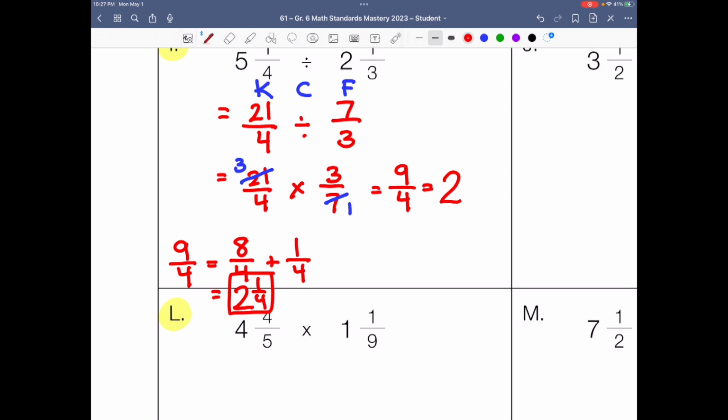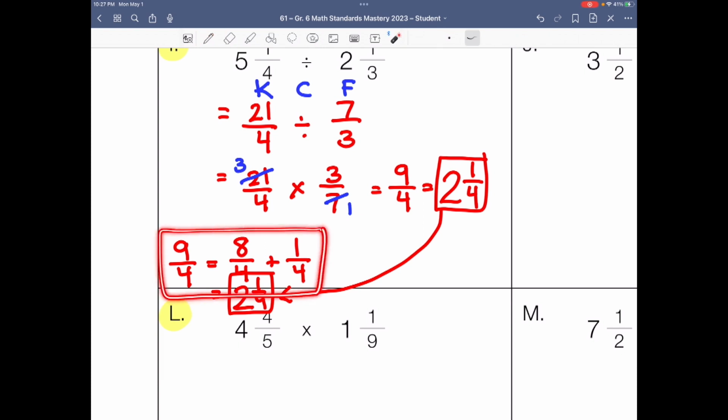And what's going to be left over? We have 1 left over. 1 what? 1 fourth, since we're working with fourths. So your final answer is 2 and 1 fourth. And notice how this matches that. So whether you break it up this way, or if you can use a shortcut, either way you'll end up with exactly the same answer.